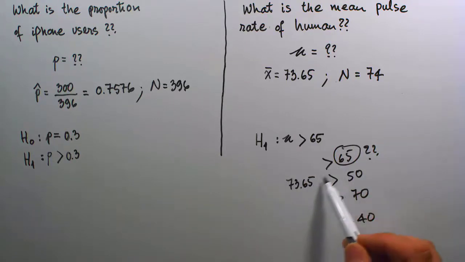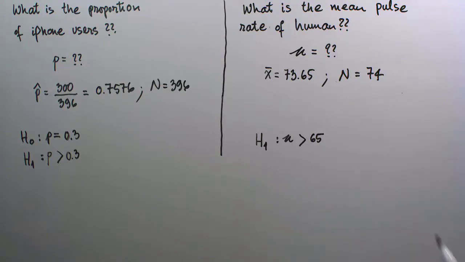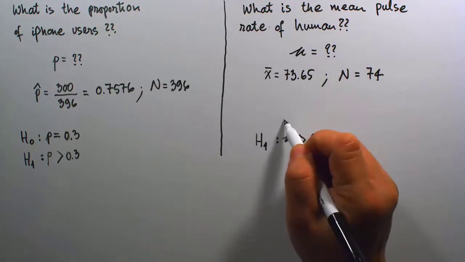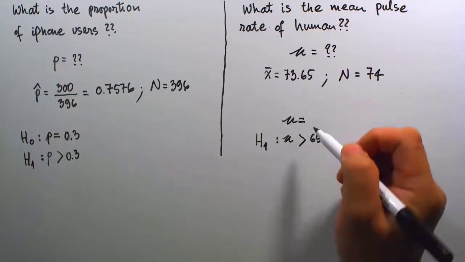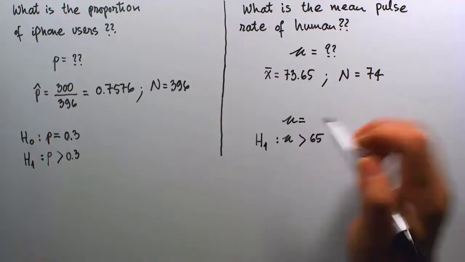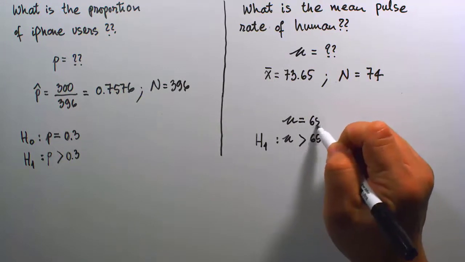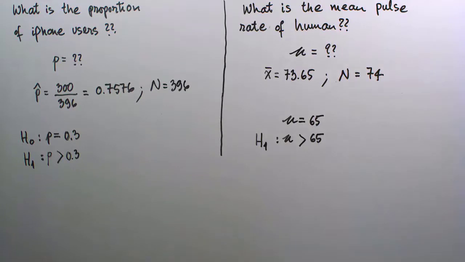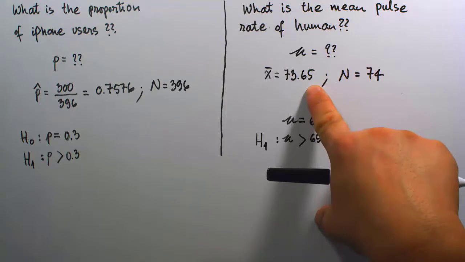I mean, why are we comparing specifically with 65? Because somebody must have claimed, before we observe our evidence, that the mean pulse rate of humans is equal to 65 beats per minute. And that's why we have some disagreement after we observe our sample.